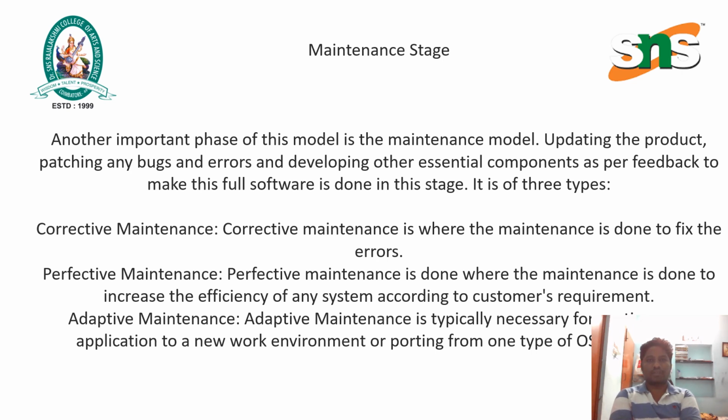Maintenance is of three types. Corrective maintenance is where the maintenance is done to fix errors. Perfective maintenance is where the maintenance is done to increase the efficiency of the system according to the customer requirement. Adaptive maintenance is typically necessary for adapting the application to a new work environment or porting it to a different type of OS.